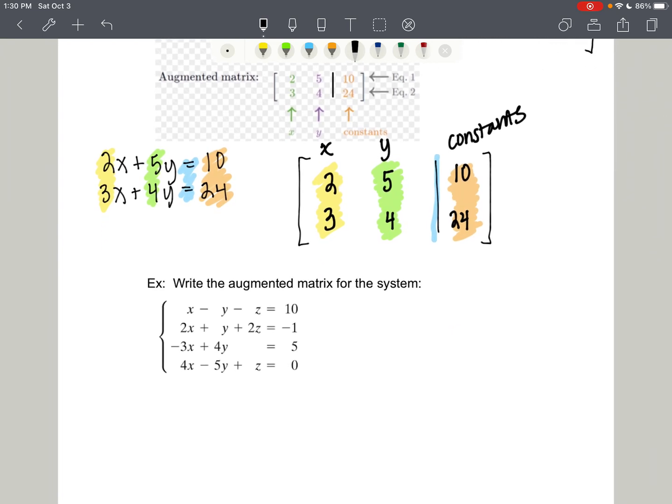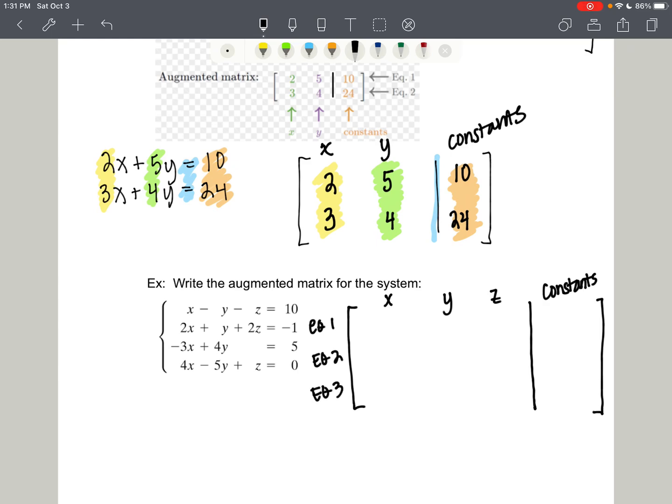We're going to write the augmented matrix for this system. Now this system has 3 variables in it. So we're going to have a column for x's, a column for y's, a column for z's, and then we'll have the bar for the equal sign, and then we'll have our constants. So our x's, our y's, and our z's. I'm also going to say this is equation 1, equation 2, and equation 3.